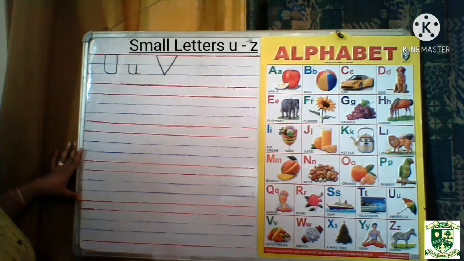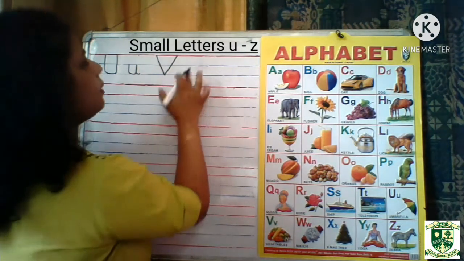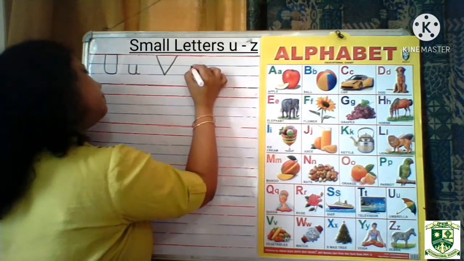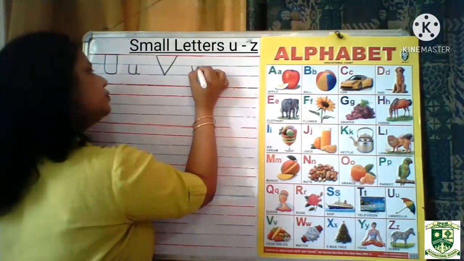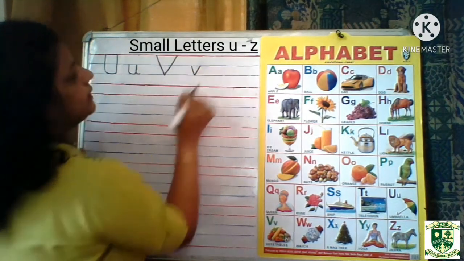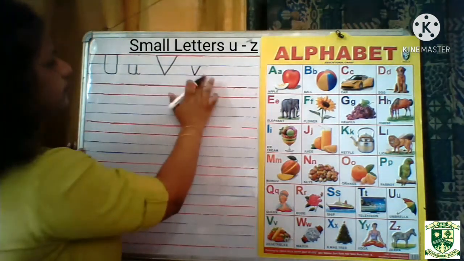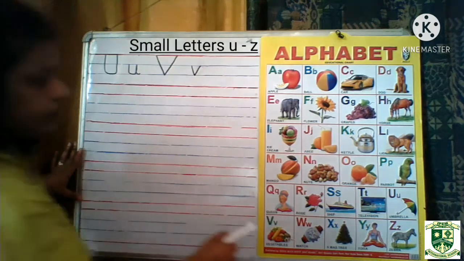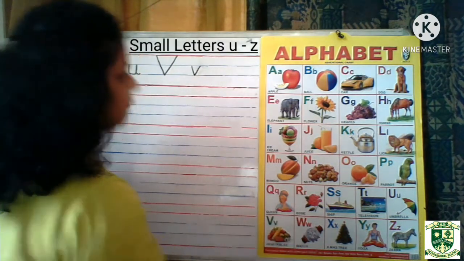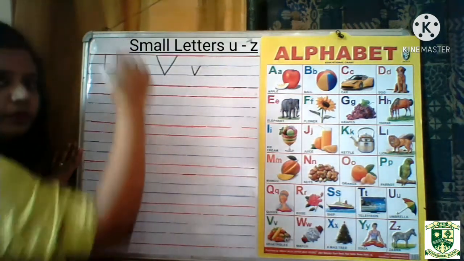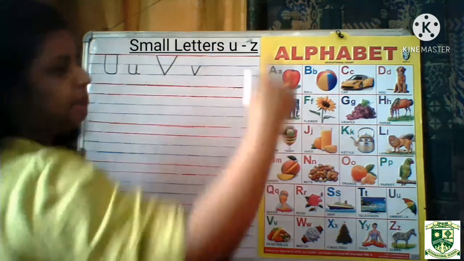So similarly we'll make a small v in between these two blue lines. Two slant lines like this. This is a small v. So easy, isn't it? Now what comes after v? W. Very good. Now W is a zigzag pattern.